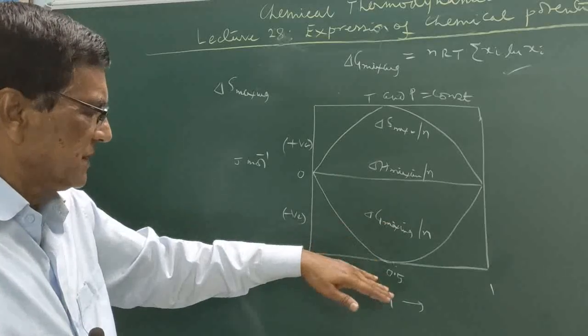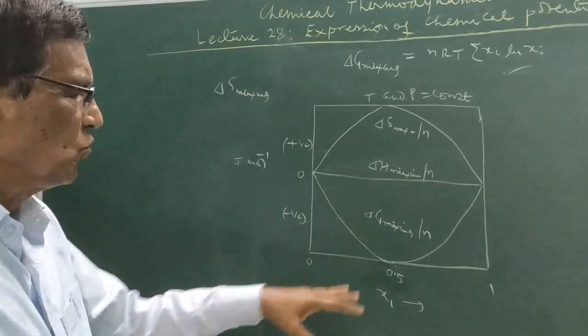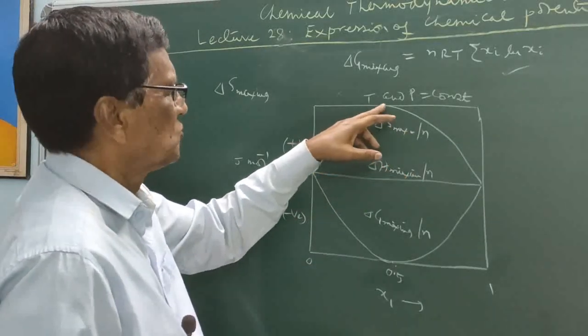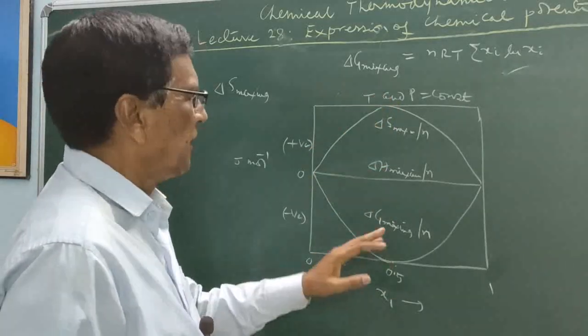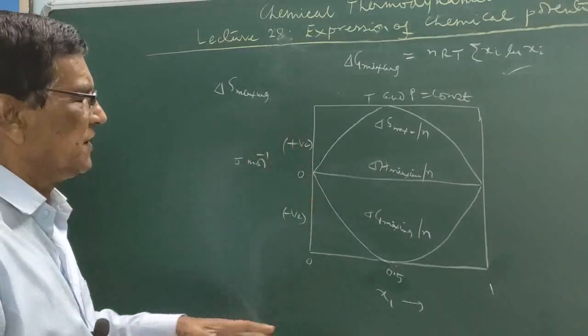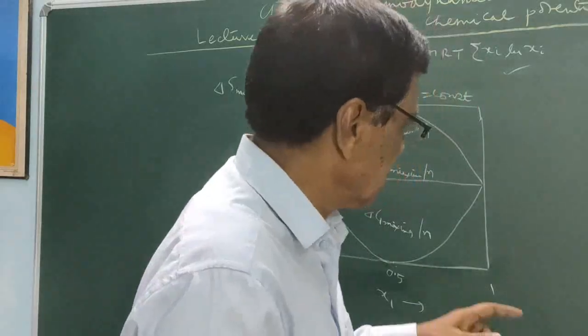Delta G mixing attains its minimum value whenever x1 is 0.5 for the two components, and delta S mixing by N also attains its maximum value whenever x1 is 0.5, equal mole numbers, and this is 0 all along. So this is the figure. Similarly, we can express similarly.